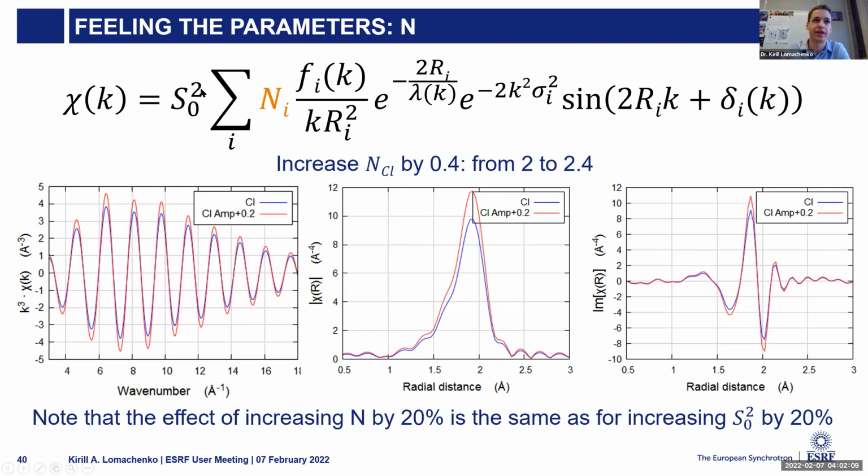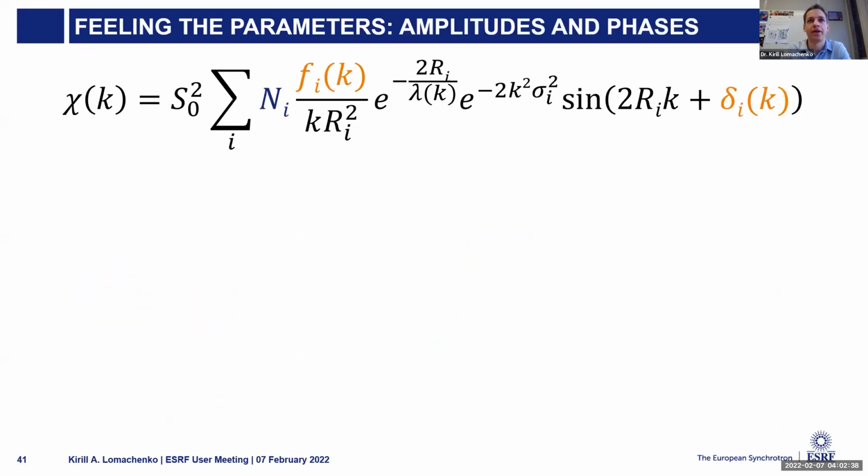So you cannot actually fit both of these parameters. You have to fix one and fit the other because the correlation is really 100%. So the change of N by factor of X gives exactly the same result as the change of S0 squared by factor of X. That's an important issue that has to be taken into account.